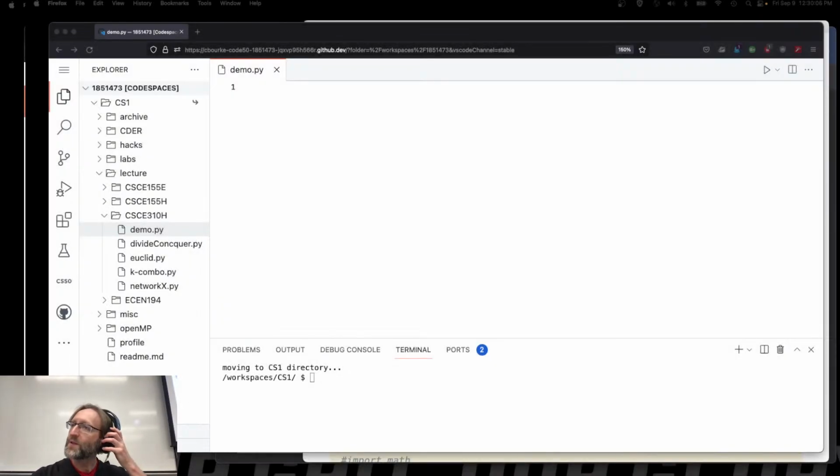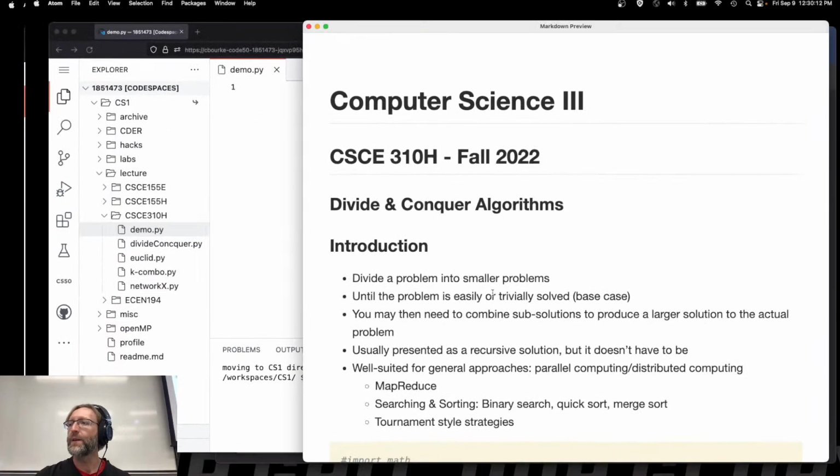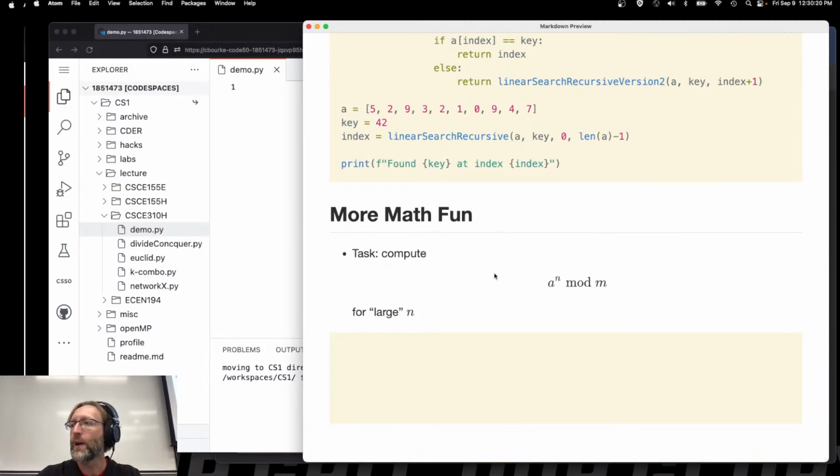All right, so we're going to continue today with divide and conquer. It's going to be another fun math day. We're going to look at two math problems, solve one fully, and then the other one is for your programming assignment next week. In fact, this is it.